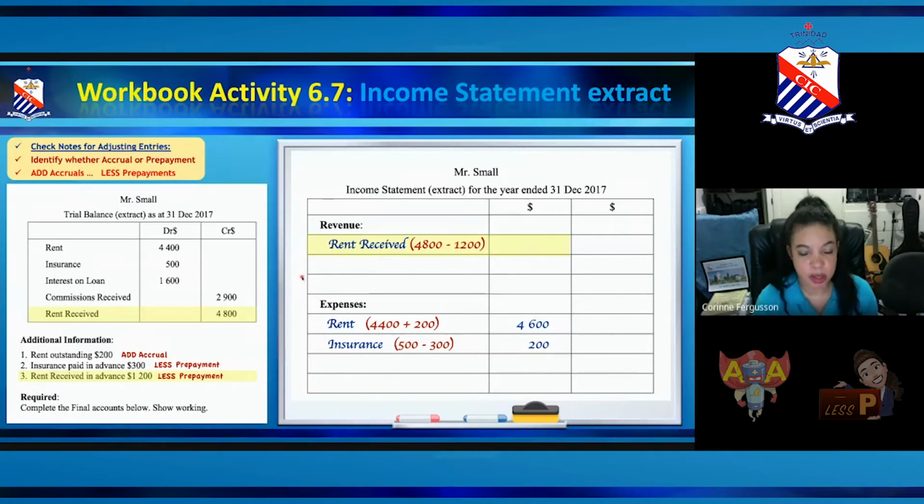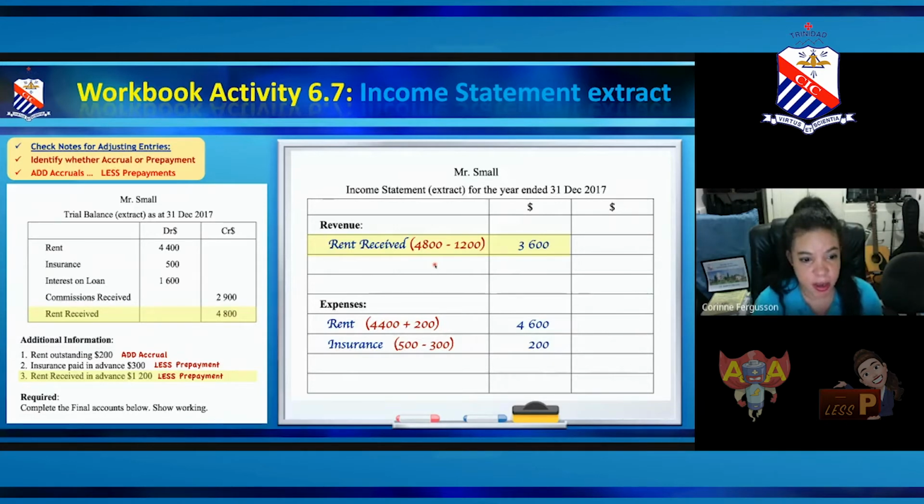Now, I just want to point out, notice it is the revenue or the expense. Don't put accrued or prepaid in your income statement. Remember that, okay? Even though you identify this as a prepayment, you're not going to put prepaid here, because as we're going to revise again, prepayments and accruals are either current assets or current liabilities. So I don't want to see that there. It is rent received, and you show your working, and then you put your answer.